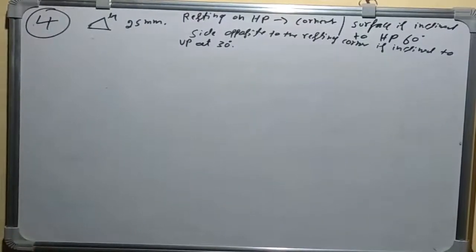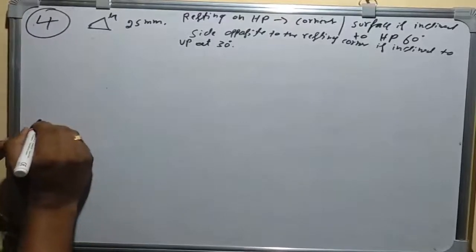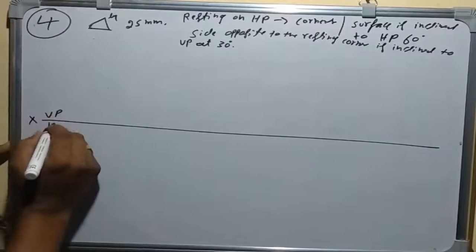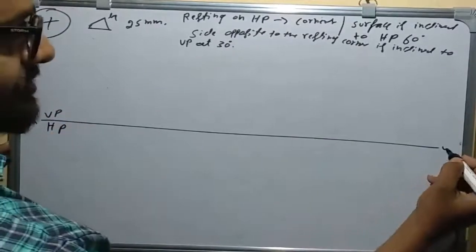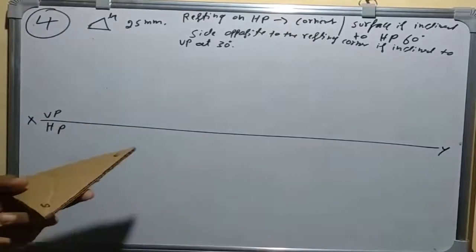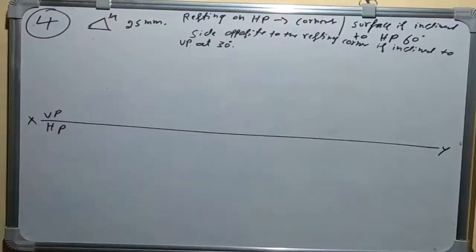Okay, first we will discuss this, and as we know, all these problems we are solving in the first quadrant. So that's why VP is above the XY line and HP is below the XY line. And let me discuss with an example of the plane surface. They gave an equilateral triangle of sides 25. The triangle is given like this, and it is resting on HP on one of its corners.